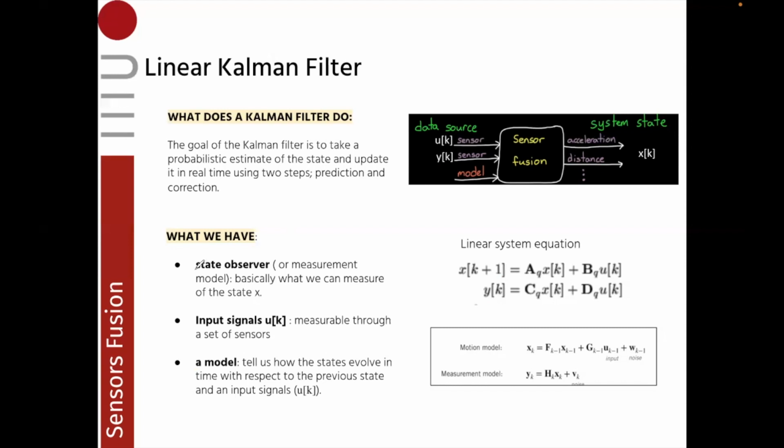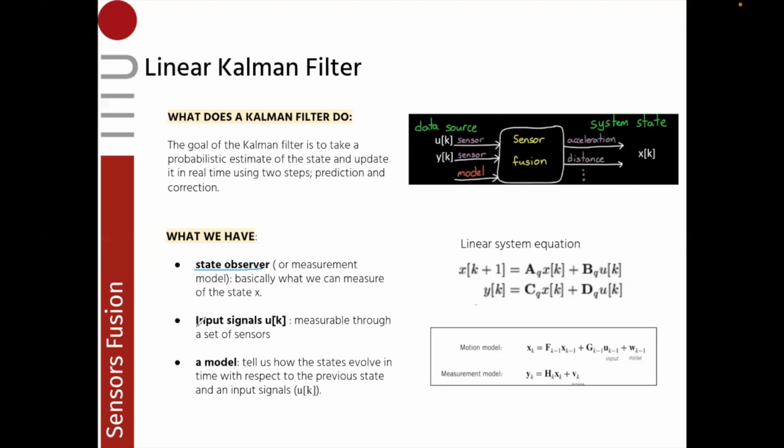The first one is what we call the state observer. The state observer represents every variable that we can measure of the state x. It can be the state itself, as in the other case, if we remember, we wanted to estimate the constant of gravity g, which of course is something that we assume constant in time, and we measure the acceleration directly through an accelerometer. But in other applications, the state observer can measure something which is indirectly connected to the state itself.